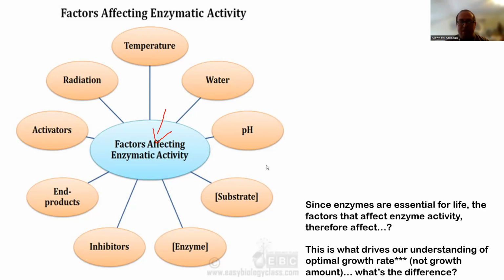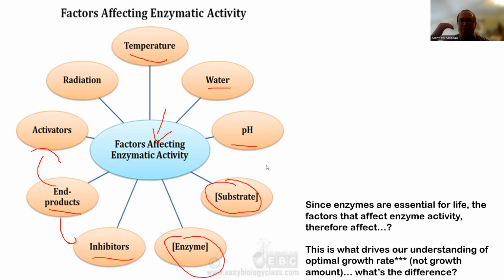So some things make a lot of sense. Temperature, water concentration, pH, the presence of inhibitors. End products, which can act as inhibitors or activators, which we just talked about. And then we talked about how the amount of substrate can affect the activity, also the amount of protein that's made, and obviously how much enzyme you have available to you does affect how quickly or how much of that chemical reaction you can do.